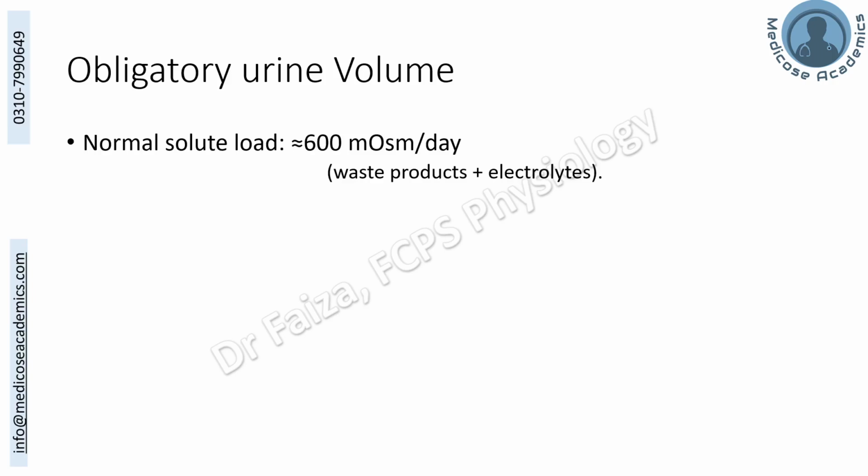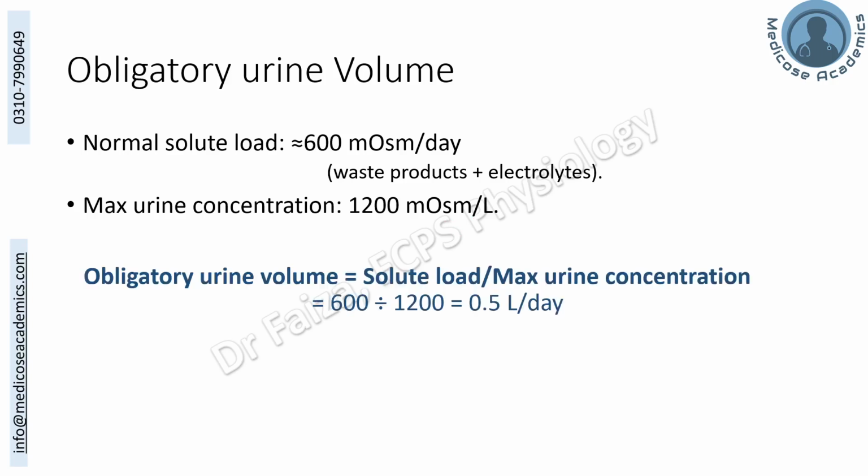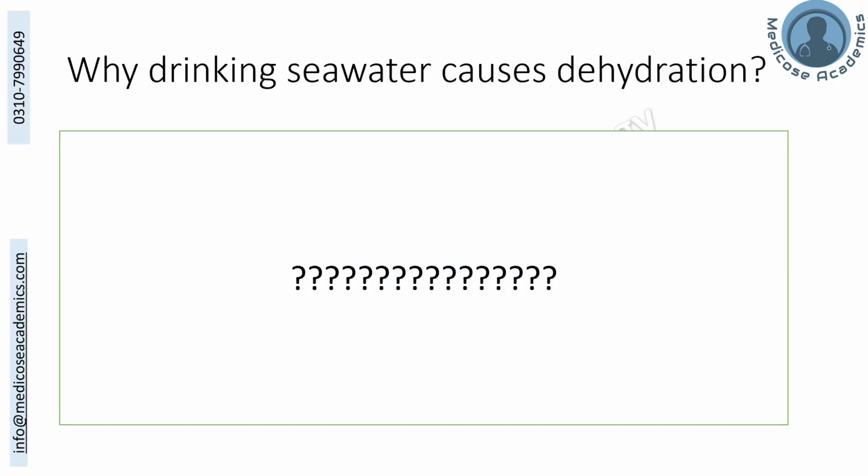How can we calculate this? Let's look into it with this example. The normal average solute load in adult humans is 600 milliosmoles per day, including the waste products as well as electrolytes, and the average healthy kidney has a concentrating ability of 1200 milliosmoles per liter. So the obligatory urine volume comes out to be the solute load divided by the urine concentrating ability, that is 500 ml of urine that must be produced every day despite the conditions to excrete this solute load.